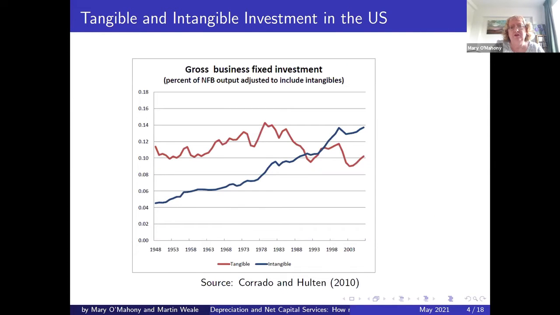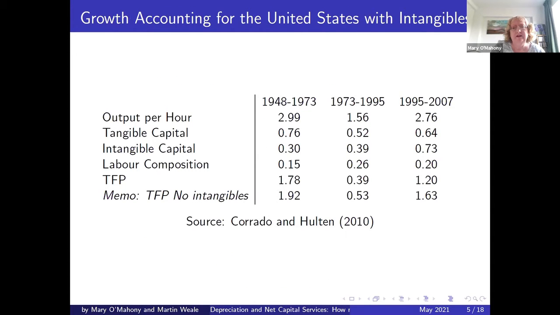A similar kind of picture emerges for the US. This is percent of the non-farm business sector, which is not quite the same as the market sector we're going to use in this paper. You see that tangible investments have been steady or else declining towards the early 2000s, but there is a big increase in intangible capital. Then if you do a growth accounting decomposition, which we've taken from one of the Corrado and Hulten papers, you see that over time the contribution of intangible capital to total output growth has increased quite dramatically, particularly in the period since the mid-1990s.